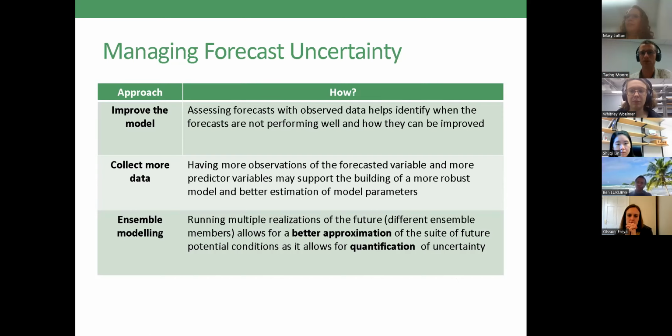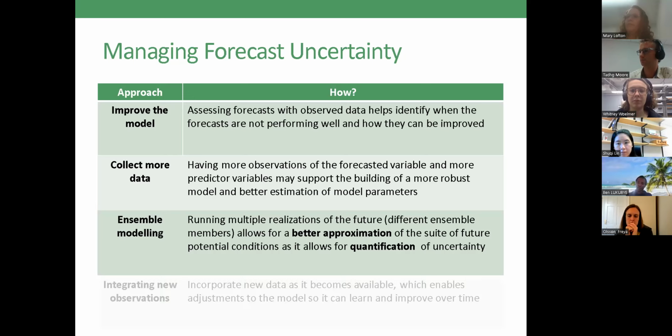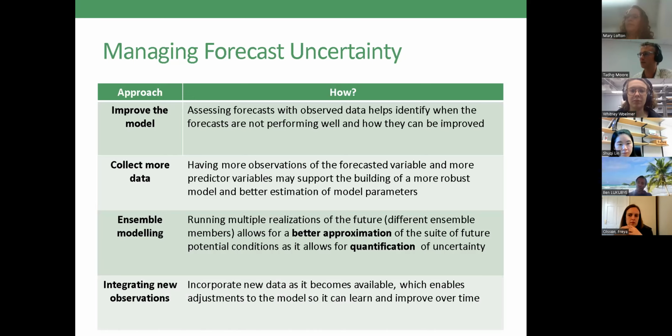But the more ensembles that we run using computers or high performance computers, it allows us to quantify the uncertainty associated with this. And then the other step is, as new data becomes available, we can incorporate this, which allows us basically to assimilate this data into our model. So then our model is overall improving and we can update parameters and things like that.